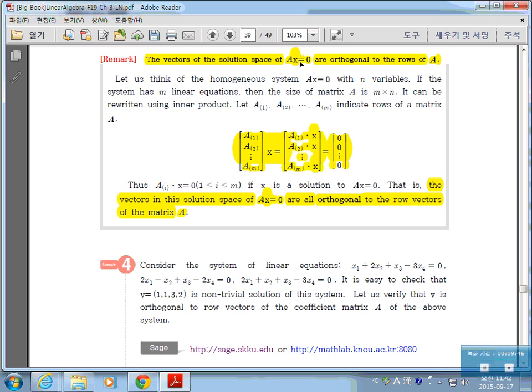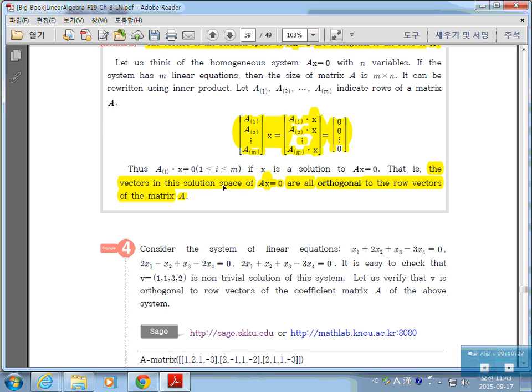Here, the vectors of the solution space of AX equals 0 are also orthogonal to the rows of A. AX equals 0 can be written in this way: the rows of A and the vector X. So what this means is the inner product of A1 and the vector X is 0, and the inner product of A2 and X is 0, and the inner product of Am and X is equal to 0. What this means is the rows of A are orthogonal to X if this homogeneous system has a solution.